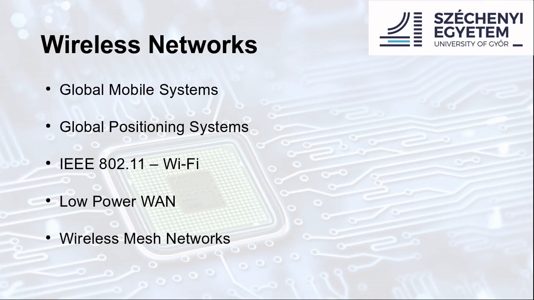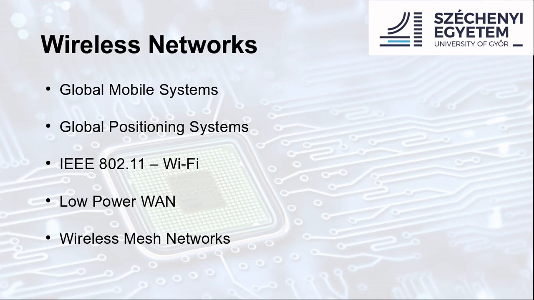In the 21st century, wireless networks play the most relevant roles. Let's see a few of them. The first mobile network was GSM. However, today we mainly use 3G, 4G, or even 5G. The GPS is also a wireless network using satellites and ground receivers. The well-known Wi-Fi is used in almost every household and office.